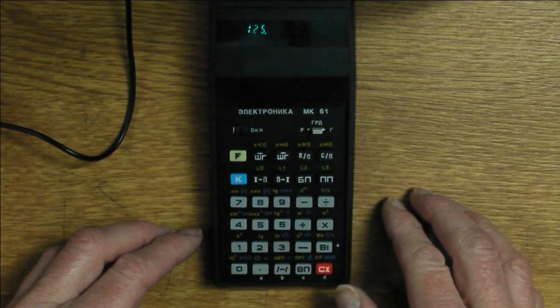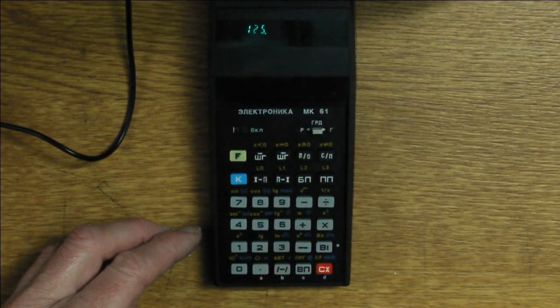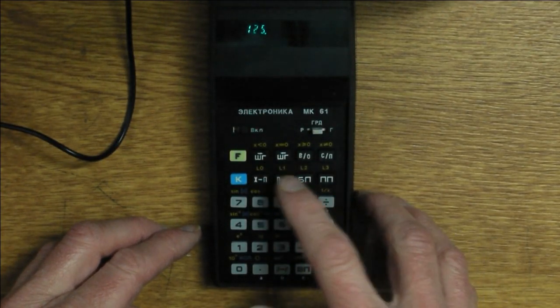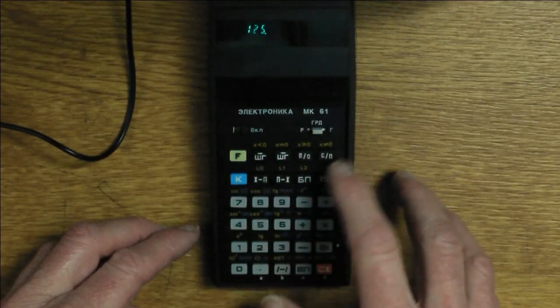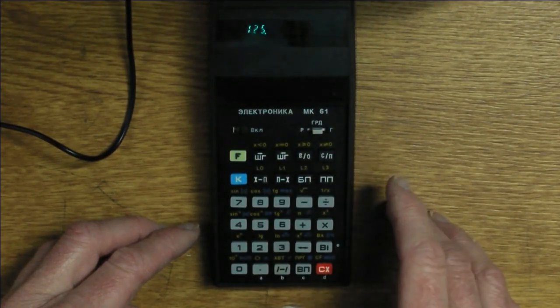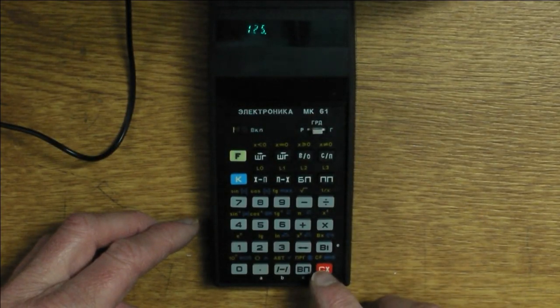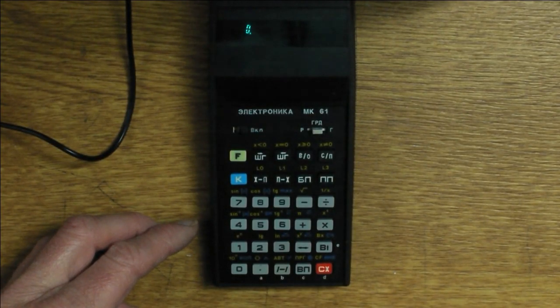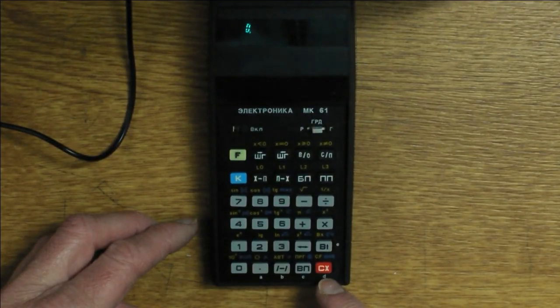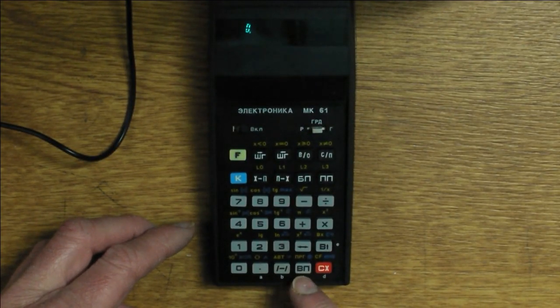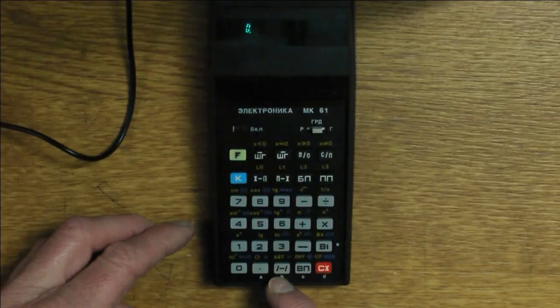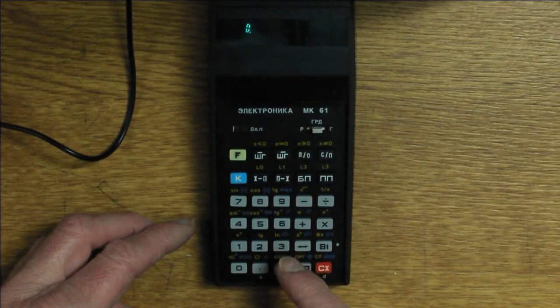The rest of it, not too sure, because it's Russian and I don't speak Russian. I really don't know what these keys do up here. I've looked them up and found out what they do, tried them out, but I really don't know what they do. This one here is a clear all. I think that's the exponent, and that's the change sign, and I think that's X to Y.